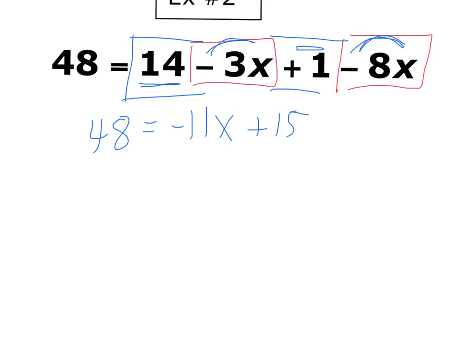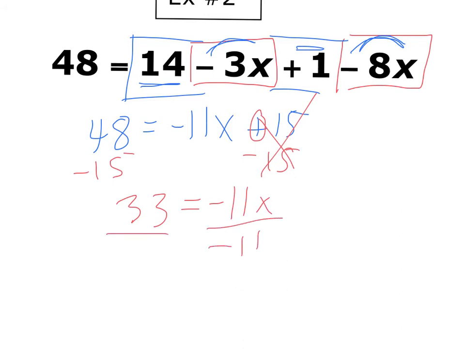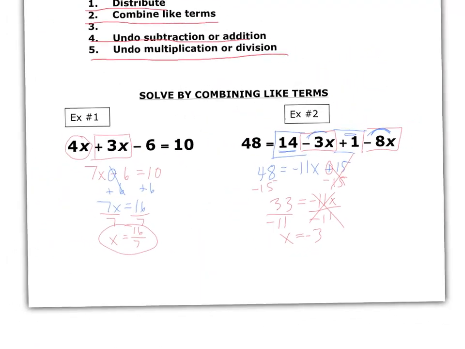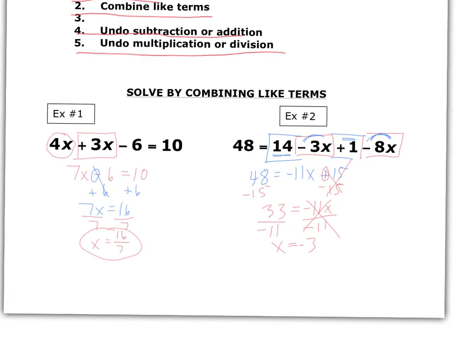Let's go ahead and solve this. We're going to undo addition with subtraction. So that gives you 33 equals negative 11x. And then, of course, undo multiplication with division. And if you do that, x equals negative 3. So all you're doing is combining things that are the same and then solving two-step equations like we have been doing. So there's two examples for you.